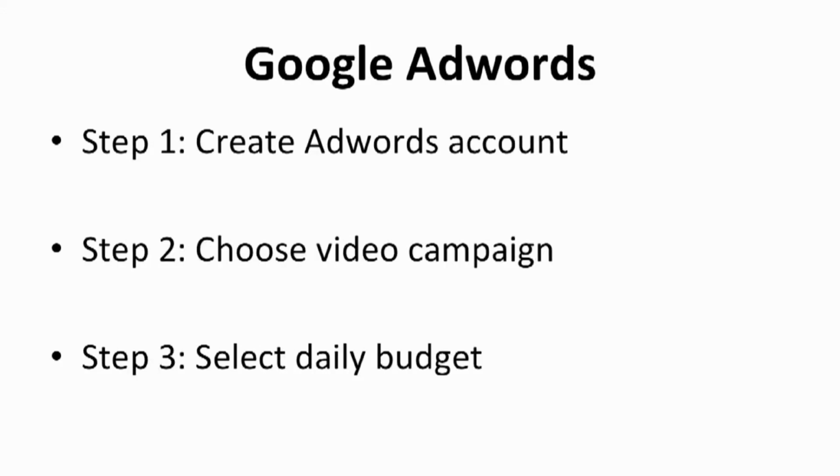To start an advertising campaign with Google AdWords, you just need to follow 5 simple steps. First, you need to create your own AdWords account. Don't worry, it's free of charge. In addition, the sign-up process is very simple.